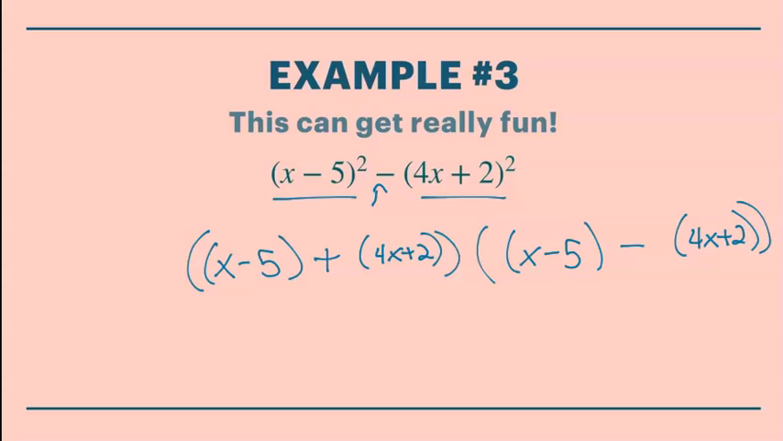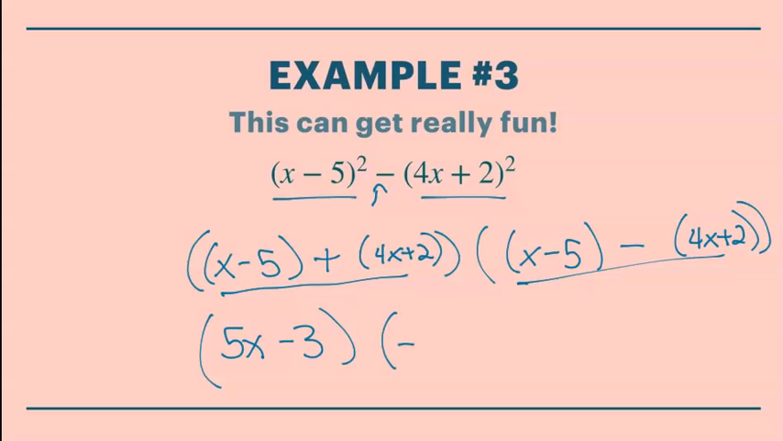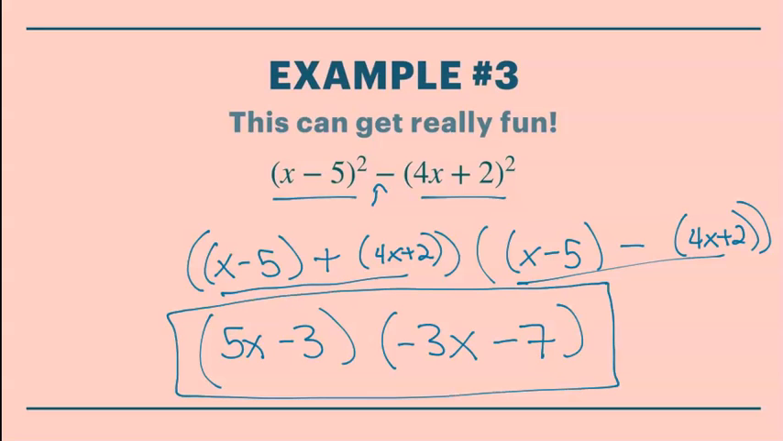Now this looks like a mess, but we can clean it up pretty quick. So we're going to combine like terms in the first factor, and then we're going to combine like terms in the second factor. First factor, I get x plus 4x, which is 5x. Negative 5 plus 2 is negative 3. So that's what that first factor cleans up into. And then the second one is x minus 4x, which is negative 3x. And negative 5 minus 2 is negative 7. So your final cleaned up form for this is not a conjugate pair anymore, but we use the conjugate pair to help us get there.